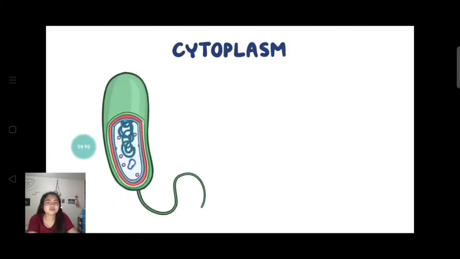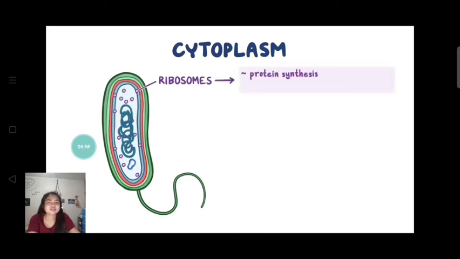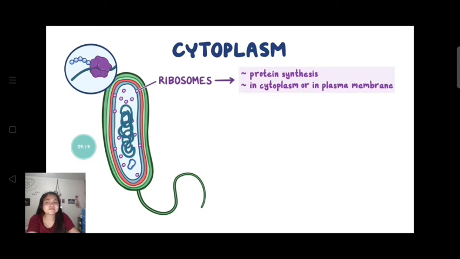In the bacterial cytoplasm, there are scattered cell components such as ribosomes, which are the site of protein synthesis. These ribosomes can be found spread out all over the cytoplasm, where they produce proteins that are destined to remain inside the cell, or they can be attached to the plasma membrane, and they are called plasma membrane associated ribosomes. In this case, they make proteins that will reside in the cell envelope or get transported outside the cell.